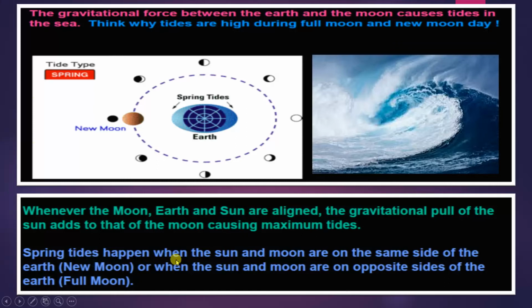Spring tides happen when sun and moon are on the same side of the earth, that is new moon day, and when sun and moon are on the opposite sides, that is on the full moon day. So particularly on these days the tides are high. Okay.